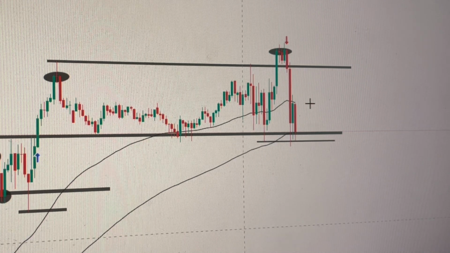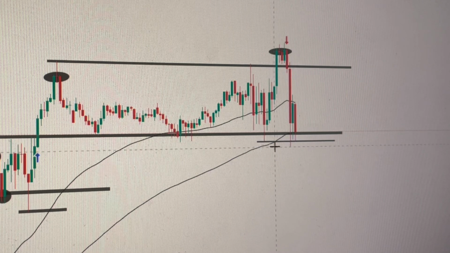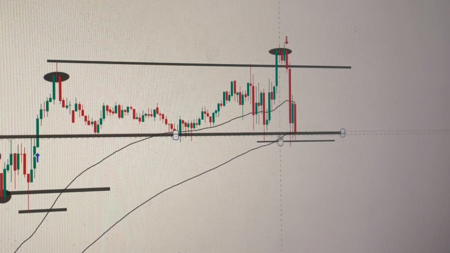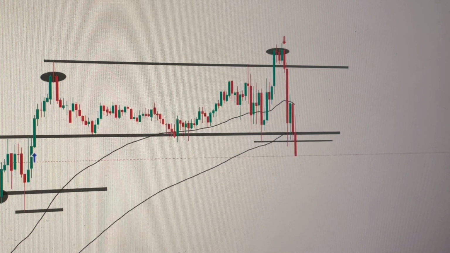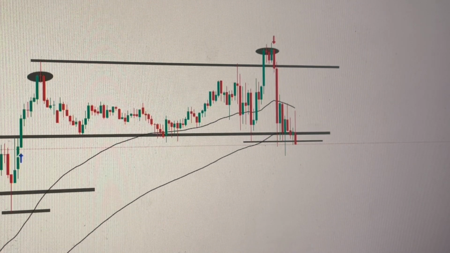So you can see the market came back down and got stopped out. It retested this zone. It still doesn't mean that this market is ready to sell yet. It don't mean it's gonna sell yet.